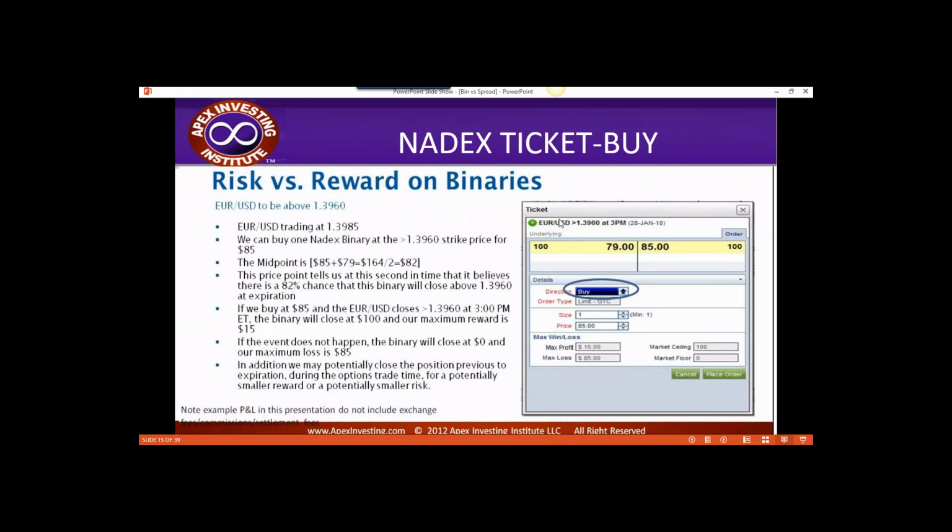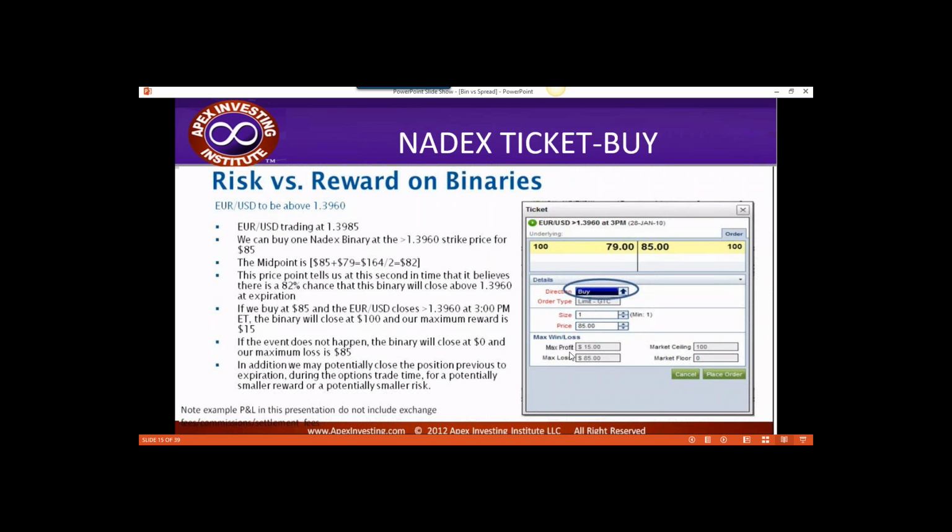So just real quick, let's say, for example, that we were trading the euro dollar and the binary contract we chose was this one right here, stating that the euro dollar would be greater than 1.3960 at 3 p.m. This right side is what I can buy it for. The left side is what I can sell it for. So let's say I chose to buy it for $85.